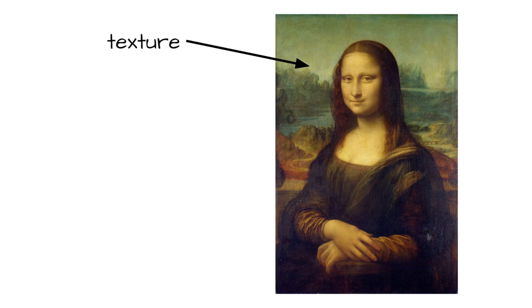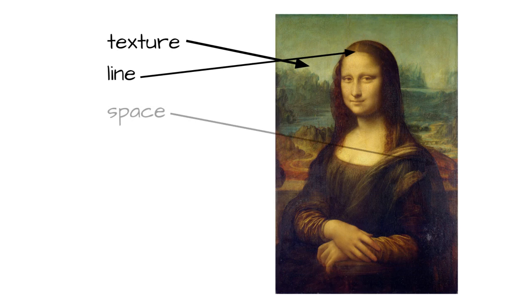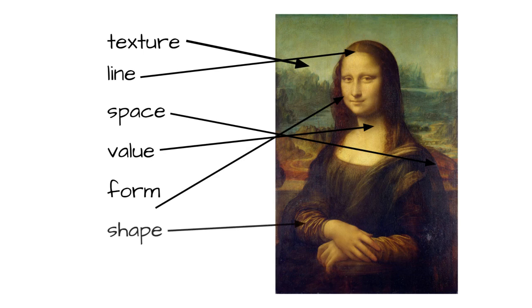All artwork is composed of what are called the elements of design: texture, line, space, value, form, shape, and color. The Mona Lisa would not exist on this page if the artist didn't choose the right elements of design to represent her.